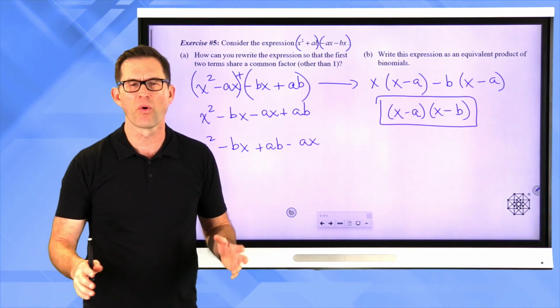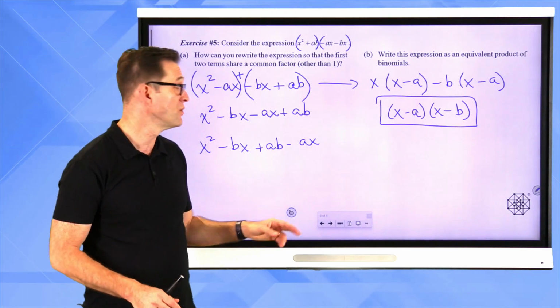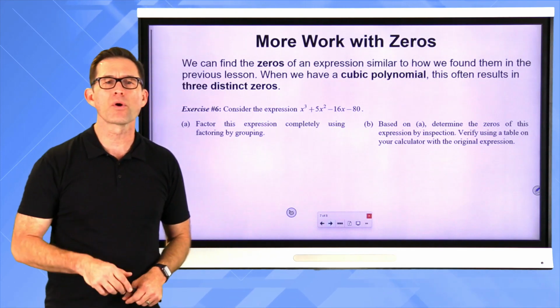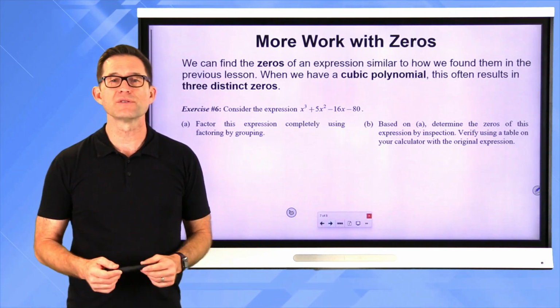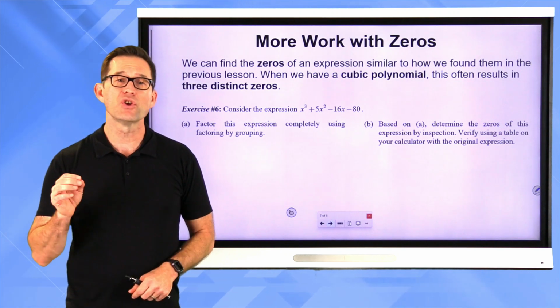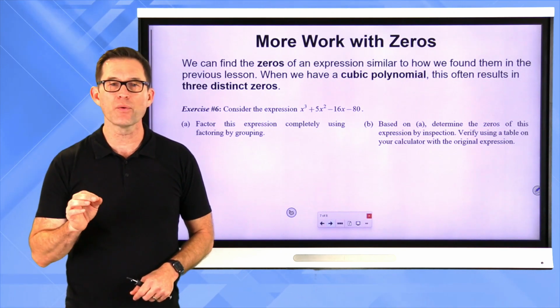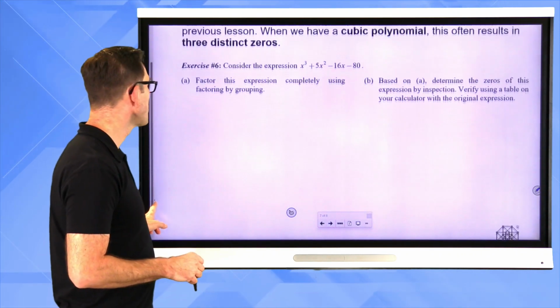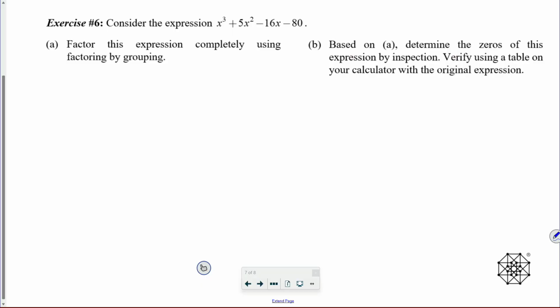All right, a little bit more of a symbolic one with absolutely no numbers, except for the 2 on that exponent. All right, more work with zeros. We can find the zeros of an expression similar to how we found them in the previous lesson. When we have a cubic polynomial, this often results in 3 distinct zeros. And let's take a look at that in exercise number 6.